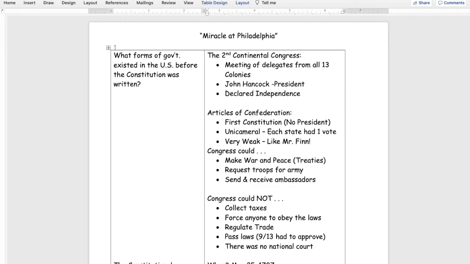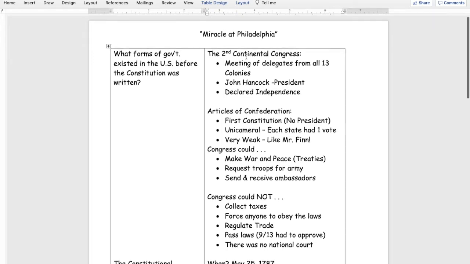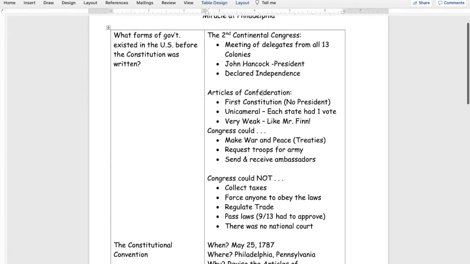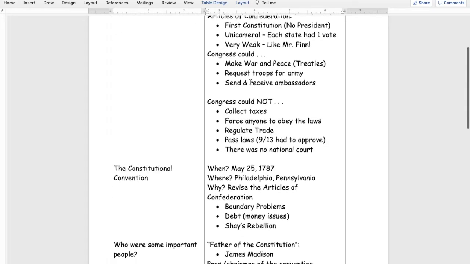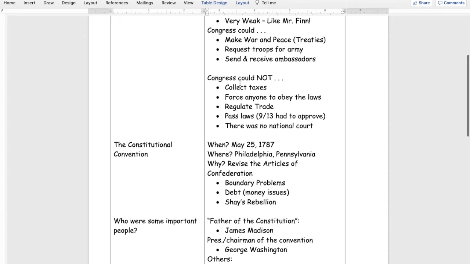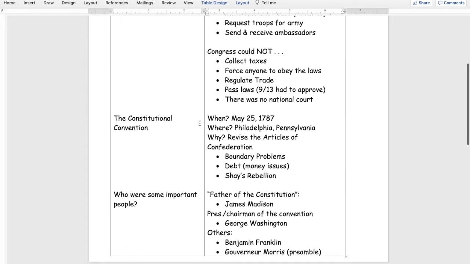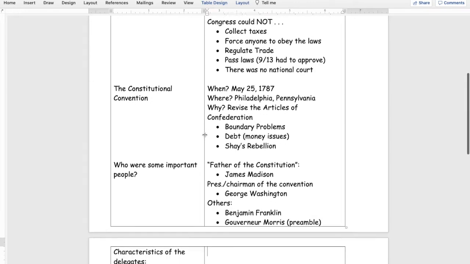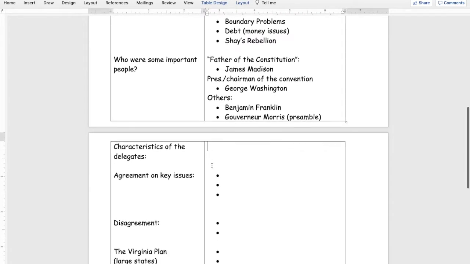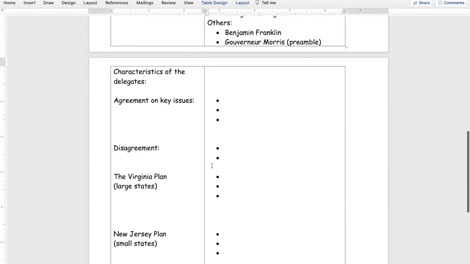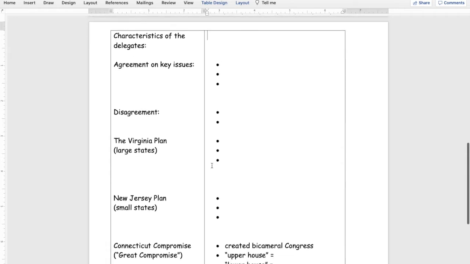We talked about what forms of government existed before the Constitution was written, the Second Continental Congress, and the Articles of Confederation. We talked about what Congress could do, and more importantly, what they could not do underneath the Articles of Confederation. We talked about the Constitutional Convention, the when, the where, the why, and about as equally important, the who, the famous people, the important people from the convention. And now, speaking of people at the convention, we talk about the characteristics of the delegates.